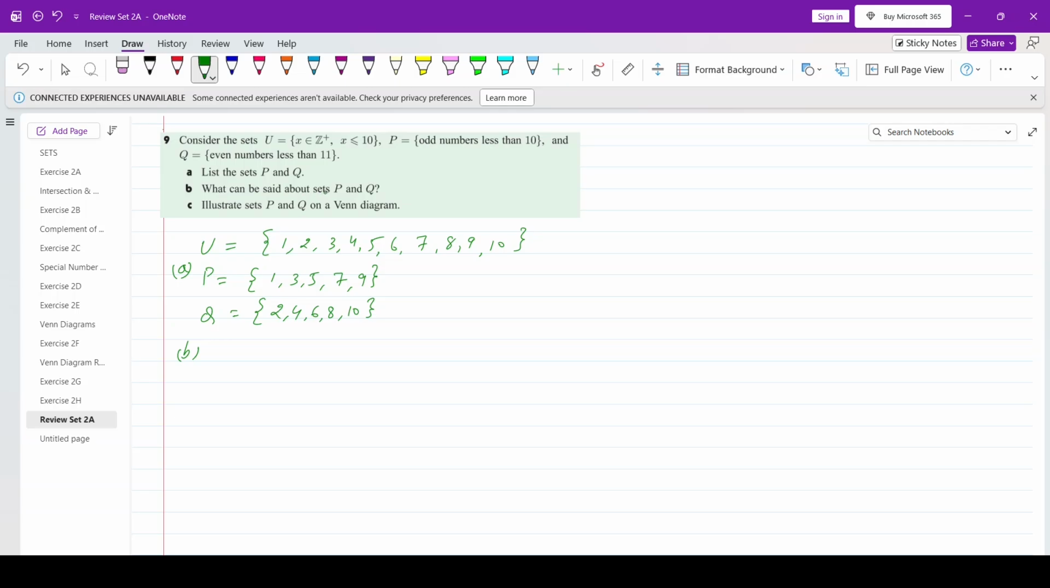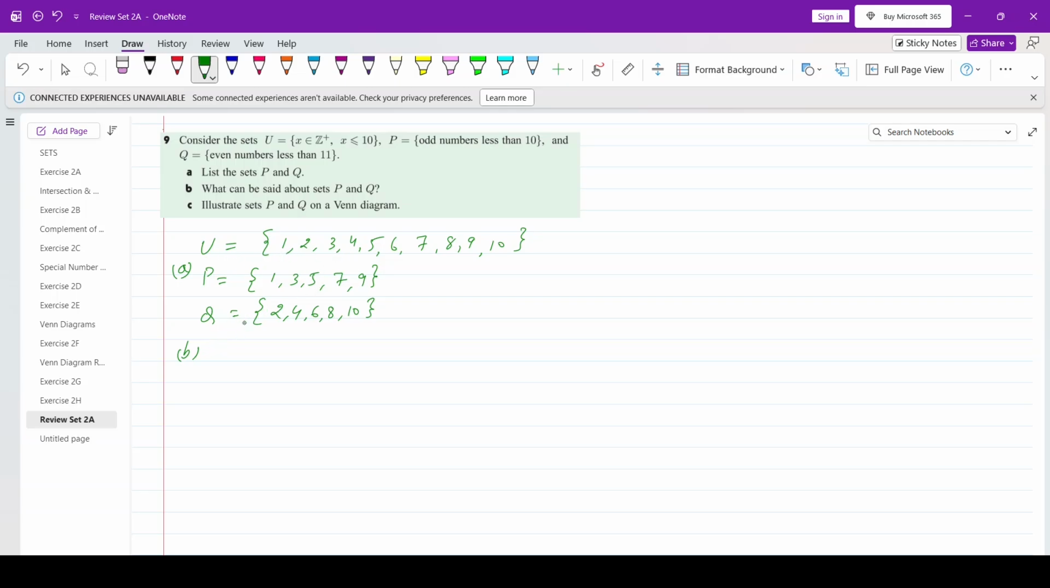What can be said about sets P and Q? By just looking at set P and set Q, we can say set P has all the odd numbers and set Q has all the even numbers. And if we combine these two sets, the set we form is the universal set.